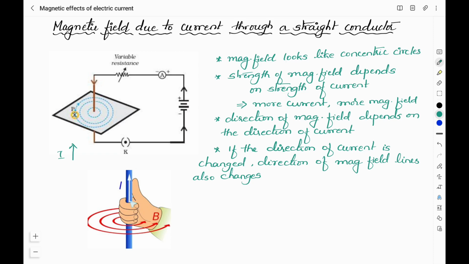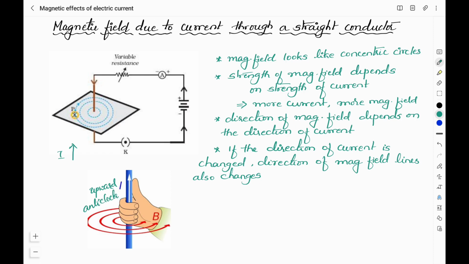So clearly you can see, if the current is pointing in the upward direction, how you wind your fingers gives the direction of the magnetic field. Here the current is flowing in the upward direction, and you can see how you are winding your fingers. That is in the anti-clockwise direction.